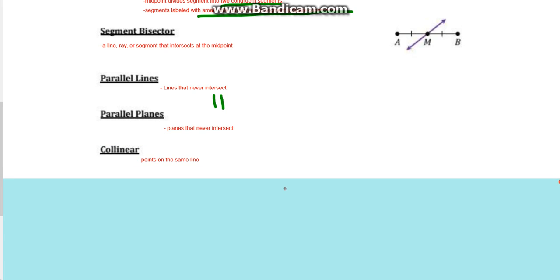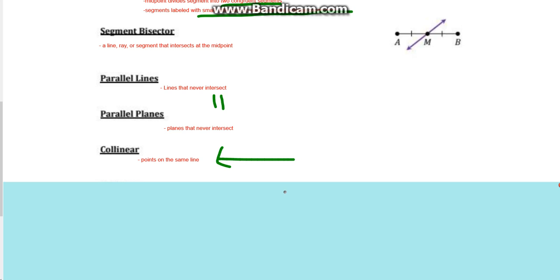Collinear, points on the same line. So what does that mean? It means that if I have a line, points that are here on this line are called collinear. So I can have points A, B, and C, and that's collinear.